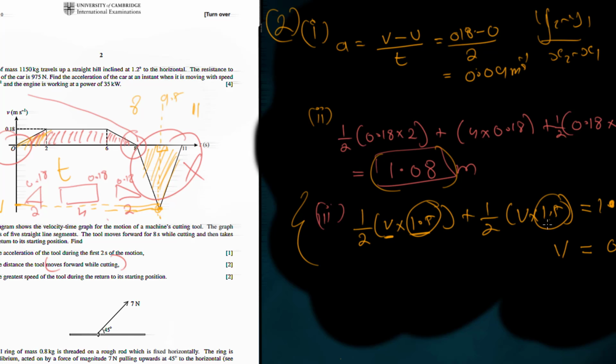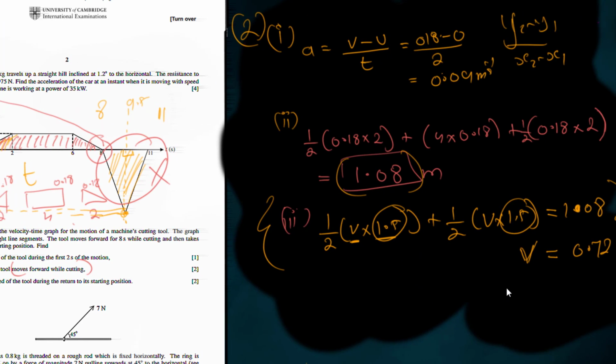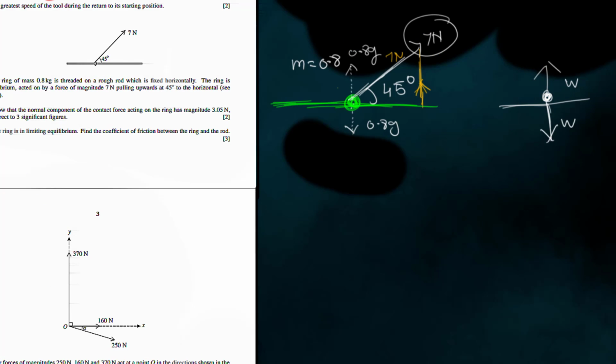All I am doing is setting up an equation for the area under the curve, equating it to 1.08 because that's the distance coming back, and then solving the equation to find the velocity, which is 0.72. Let me just call it over there, 0.72, and that's the answer for this question.